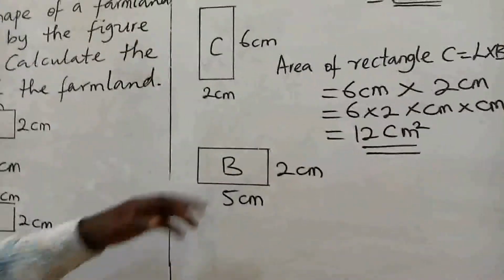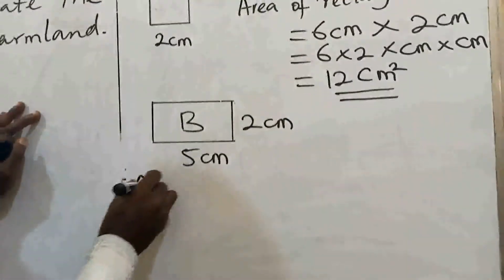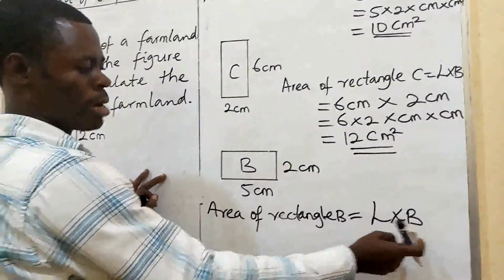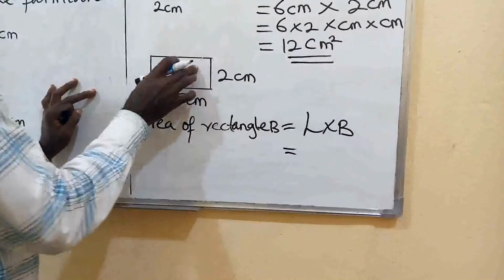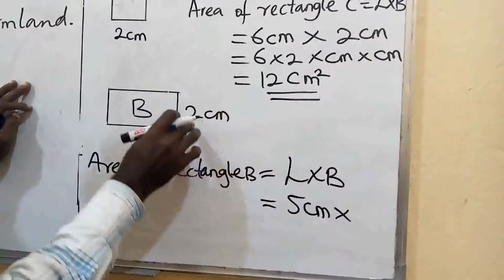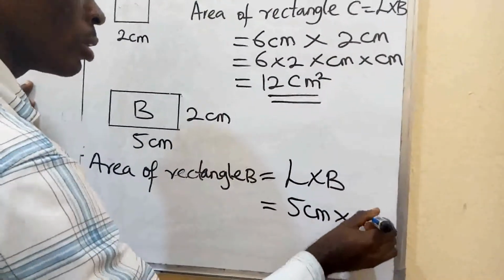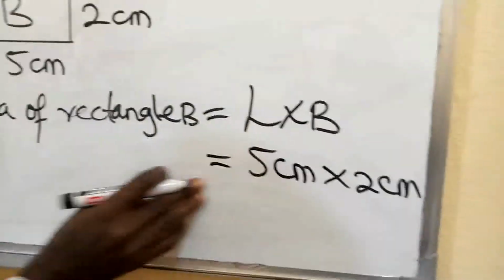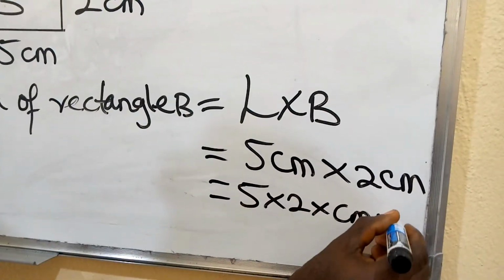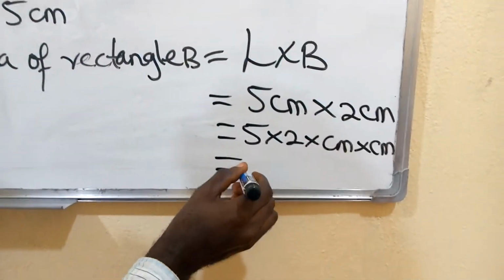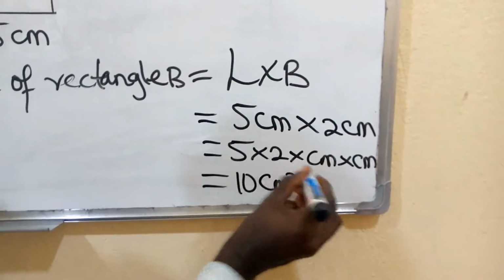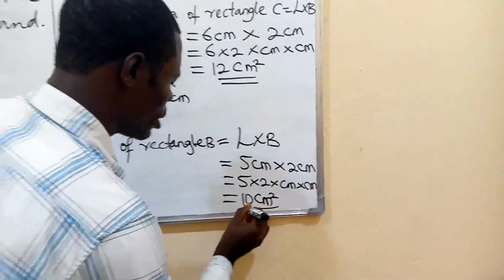And now the last figure, which is rectangle B. Area of rectangle B is length times breadth. So what's the length of rectangle B? It's 5 centimeters, times breadth. The breadth is 2 centimeters. Alright? Bringing the numbers together, we have 5 times 2 times cm times cm. So 5 times 2 is 10, and cm times cm is cm squared. Alright, this is the area of rectangle B.